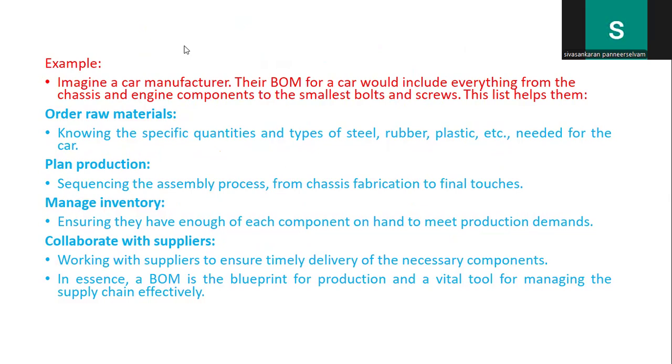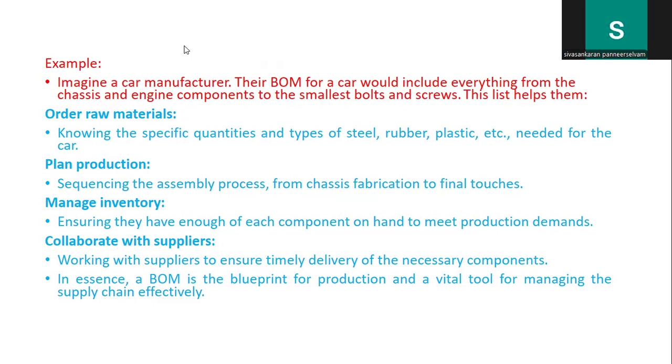Let us take an example. Imagine a car manufacturer. Their bill of material for automobile production would include everything, right from chassis and engine components to the smallest bolts and screws. So this list helps in ordering the raw material, knowing the specific raw materials for manufacturing the automobile: steel, rubber, plastics, etc. These are the basic available forms of raw material for making an automobile.